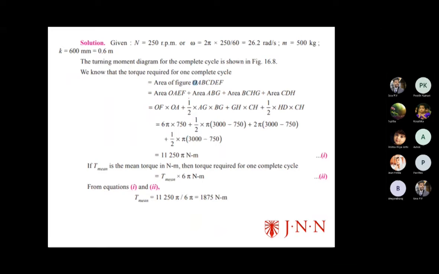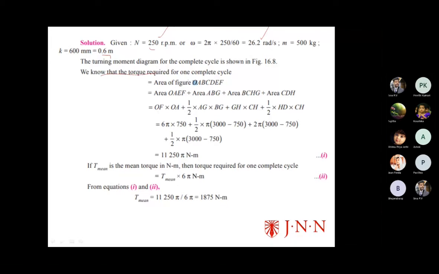Now coming to the point: given N equal to 250 rpm, omega equals 2 pi N divided by 60. Substituting N as 250, omega is 26.2 radian per second. Mass equals 5000 kilogram. The radius of gyration K is 600 mm, that is 0.6 meter.